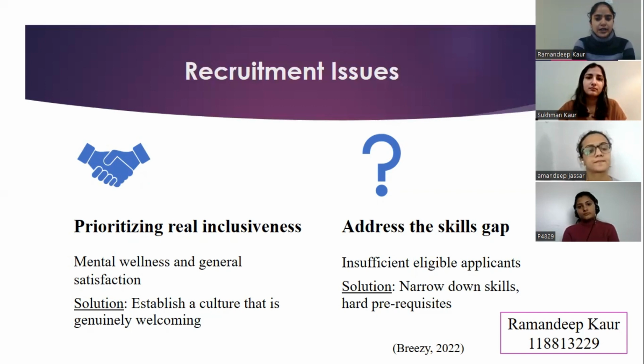The last issue is addressing the skill gap. Due to insufficient eligible applicants, it is also very hard to hire a person having good knowledge as well as skills. So it is very mandatory for the recruiters and the company to narrow down skills as well as set hard prerequisites. Moreover, a partnership with a higher education institution as well as taking help of in-service education can also help to overcome this issue up to some extent.